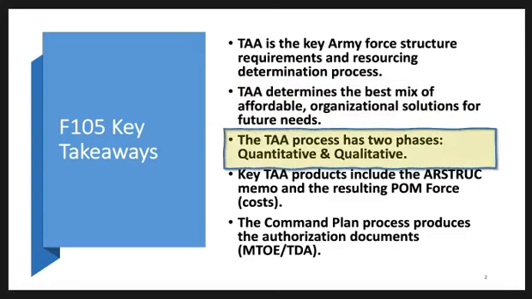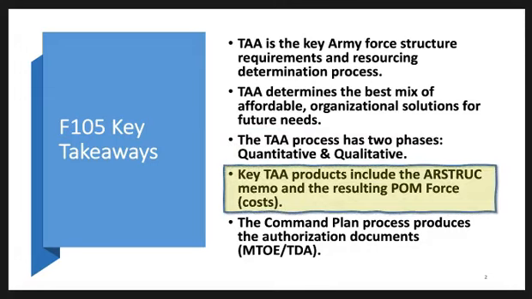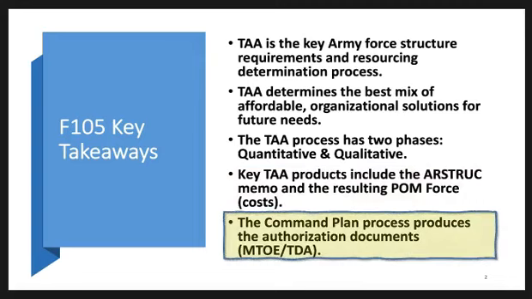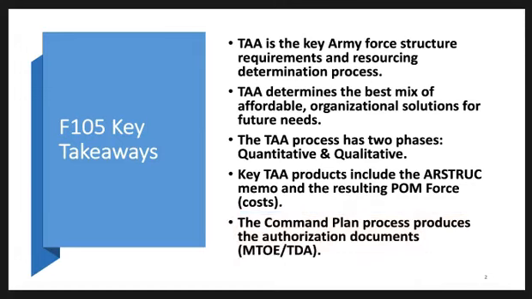TAA has two phases: Capability Demand Analysis, the quantitative phase, and Resourcing and Approval, the qualitative phase. Key products from this process include the R-Struck memo and the resulting POM force. The Command Plan process produces MTOEs and TDAs, the documents that provide individual unit mission, structure, personnel, and equipment authorizations.